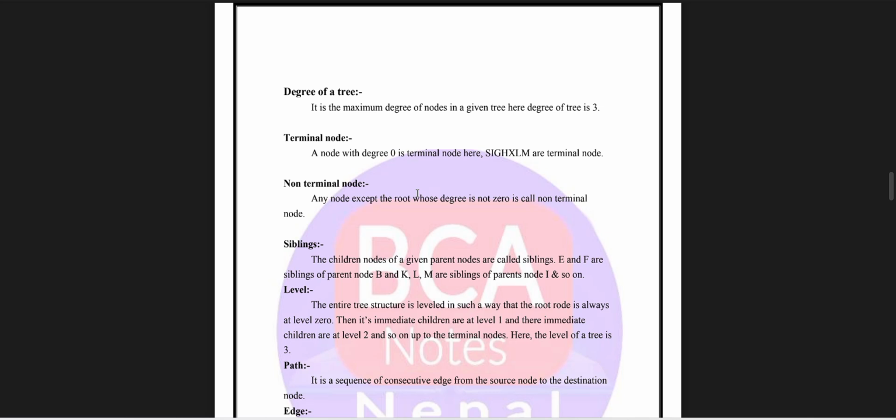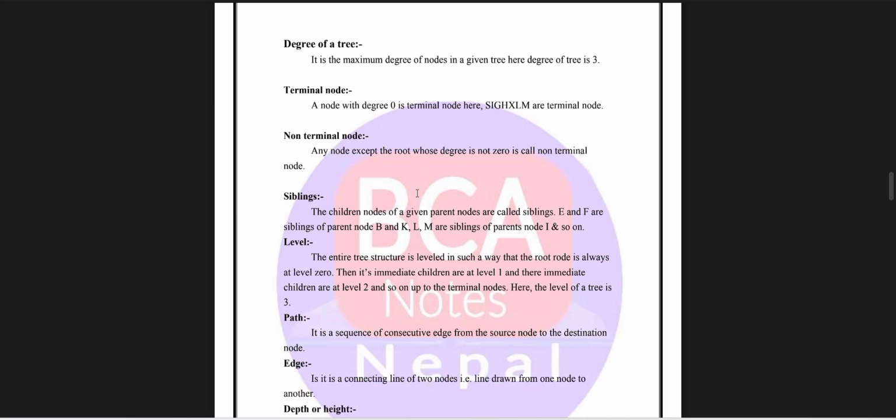Siblings: the children nodes of a given parent node are called siblings. Here F and R are siblings of the parent node, and B and K, L, M are siblings of the parent node. Level: the entire tree structure is leveled in such a way that the root node is always at level 0.